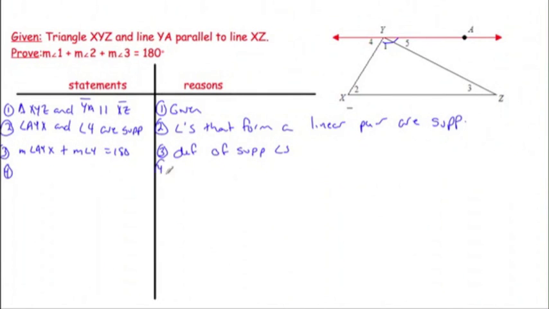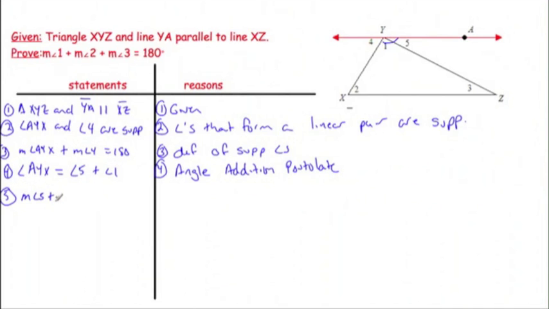Number 4. Now what is AYX? AYX is 5 and 1 together, right? So we should write that down. Angle AYX is angle 5 and angle 1. And whenever we add angles, that's the angle addition postulate. What else can we do? Well, we know that this is 180 degrees. Let's substitute in. So let's do the measure of angle 5 plus the measure of angle 1, because that's AYX, plus the measure of angle 4 equals 180, and that is substitution.